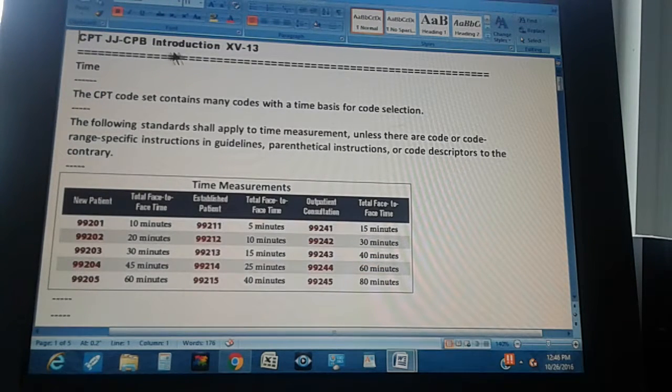CPT JJ-CPV, Introduction, page 15, part 13.